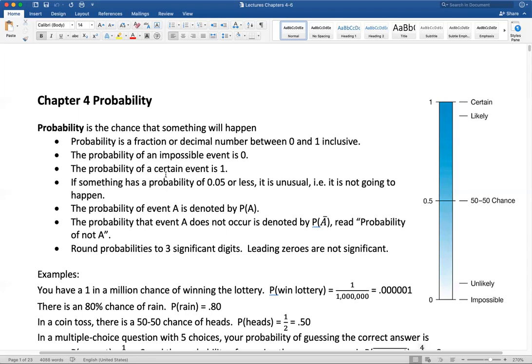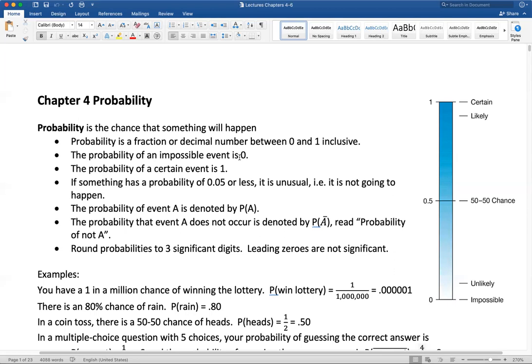Probability is the chance that something will happen. You can see it in the lecture handout. Probability is a fraction or a decimal number between 0 and 1. Keep in mind that if you get a negative number or a number beyond 1, that means you got something wrong. Probability must be a number between 0 and 1.